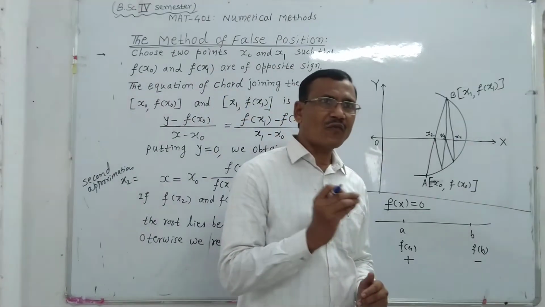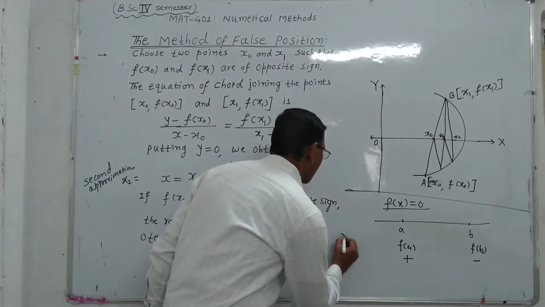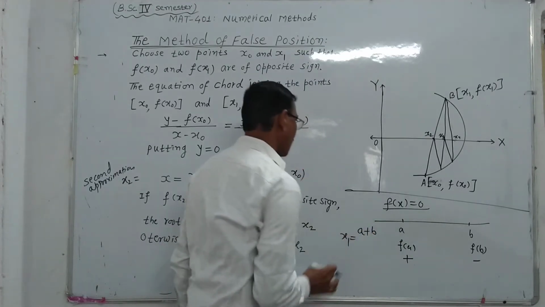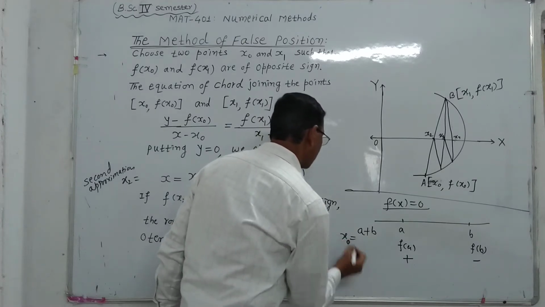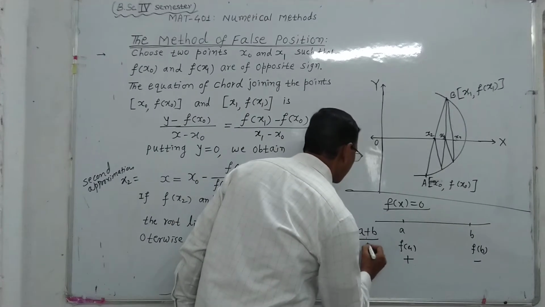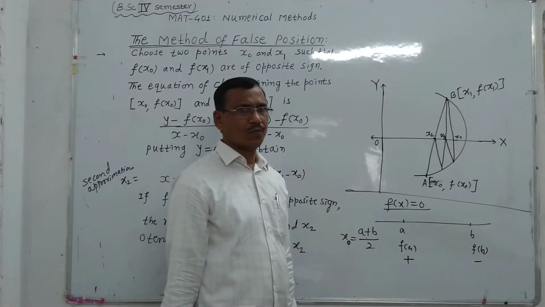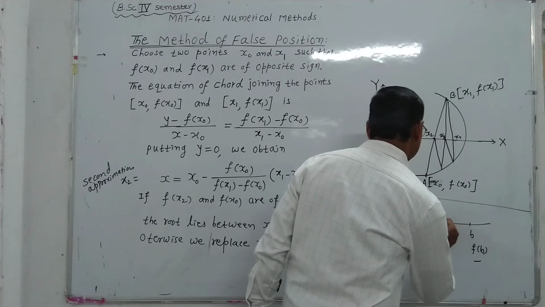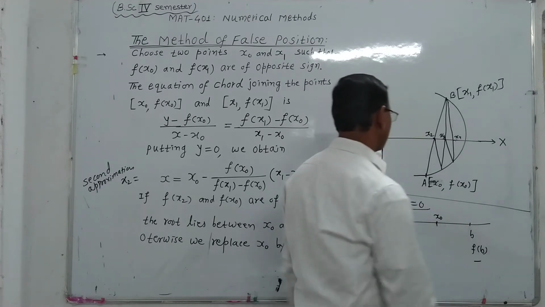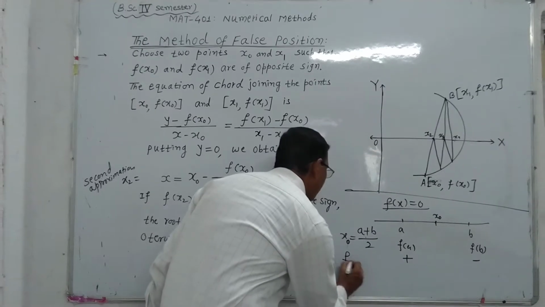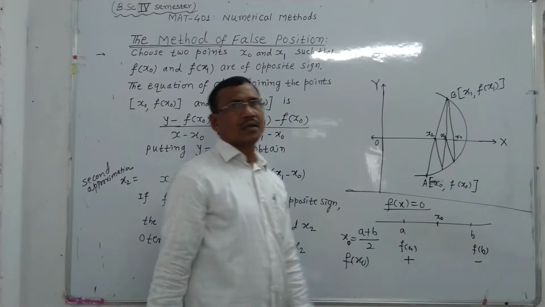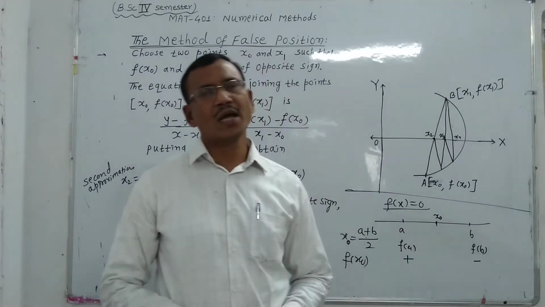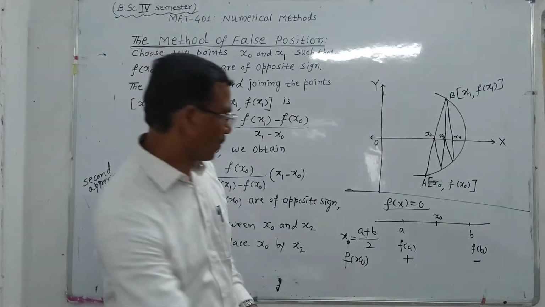and we shall obtain our first approximate value as x0 equals A plus B divided by 2. It exactly lies at the center, and suppose this is x0. Then find f of x0. If f of x0 is equal to 0, then x0 is the root of the equation f of x equals 0.